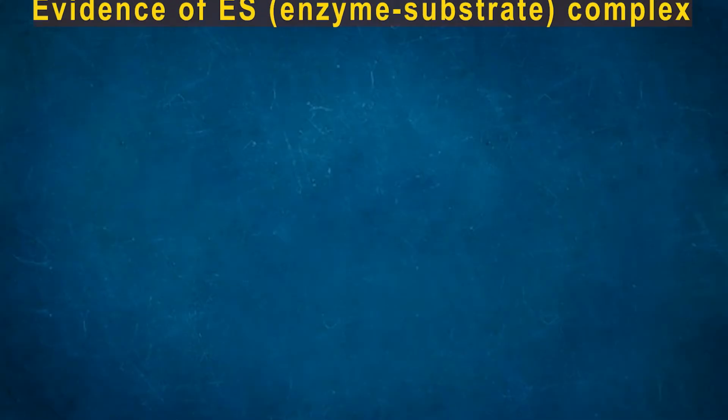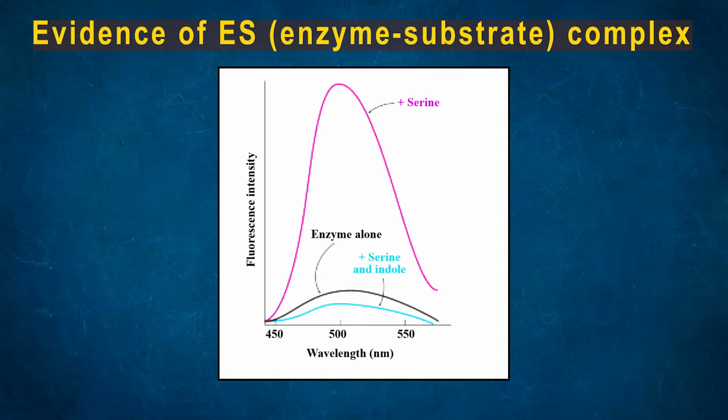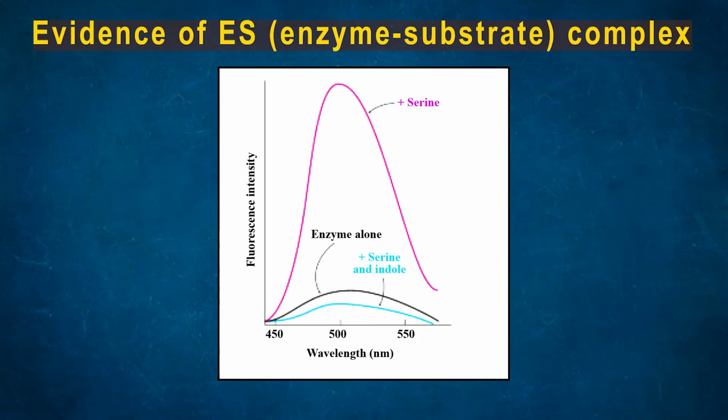So, if you follow the fluorescent intensity at a particular wavelength, the enzyme has a basal level of intensity due to the presence of the coenzyme NADH. Now, when it binds to the first substrate, serine, there is a hike in the fluorescent intensity. But after binding to the second substrate, indole, quenching happens below the basal level. Now, when the product tryptophan is formed, the enzyme goes back to its original fluorescent intensity.